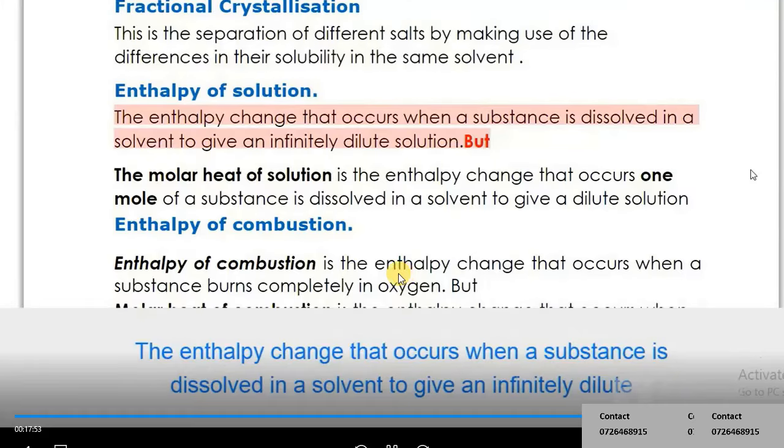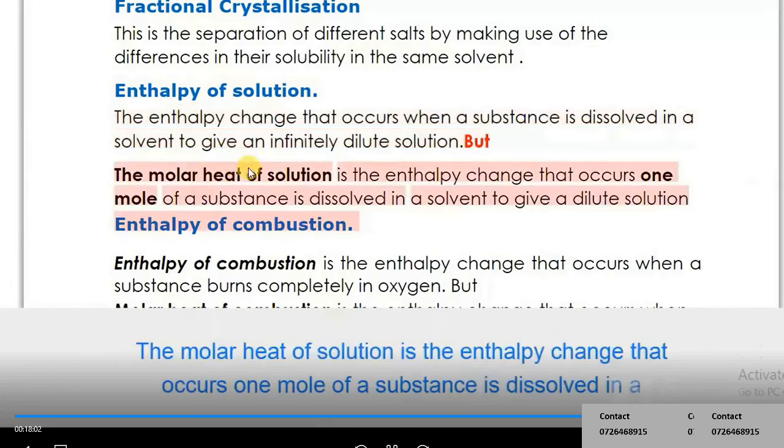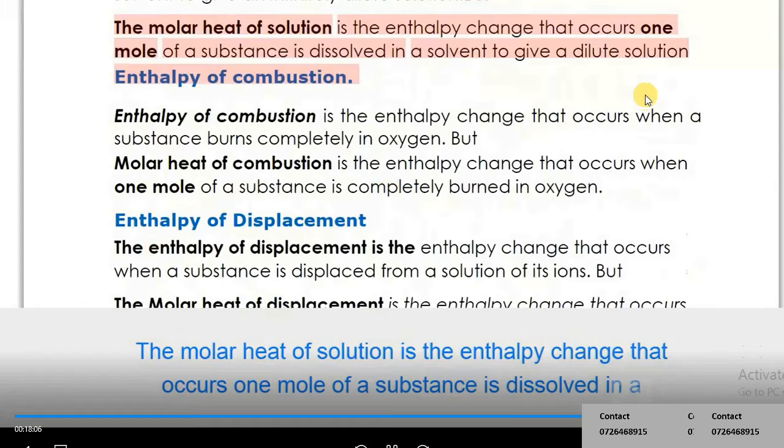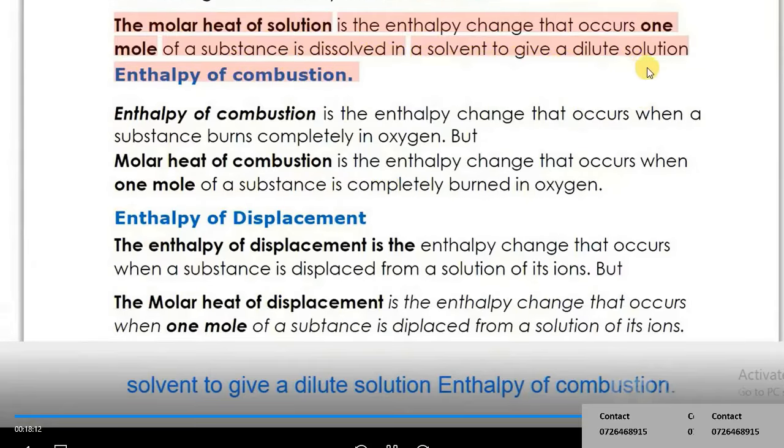Enthalpy of solution. The enthalpy change that occurs when a substance is dissolved in a solvent to give an infinite dilute solution. But molar heat of solution is the enthalpy change that occurs when 1 mole of a substance is dissolved in a solvent to give a dilute solution.